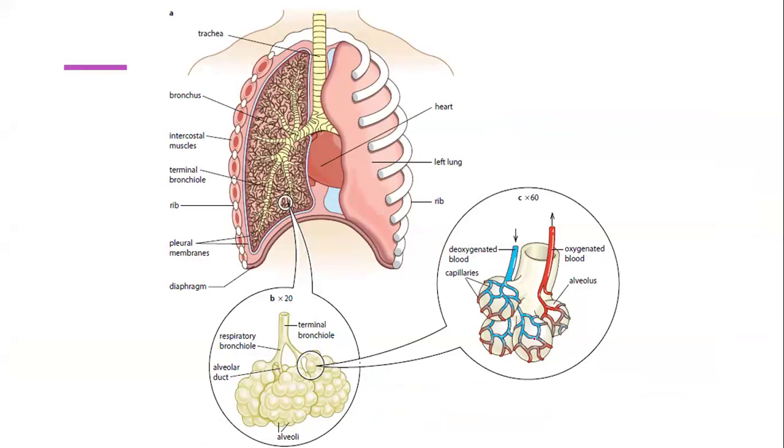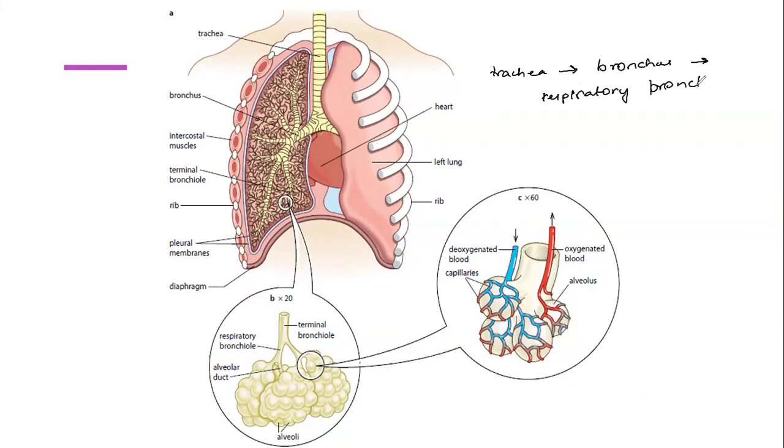Right, take a look at this. Now, I told you that your trachea, right? Trachea will divide to give you what? Trachea will divide to give you your bronchus. Bronchus will divide to give you your bronchioles. We call them respiratory bronchioles.